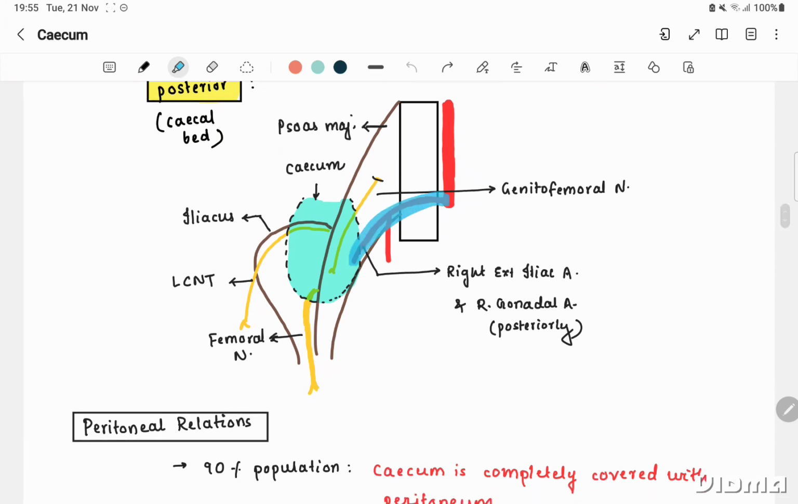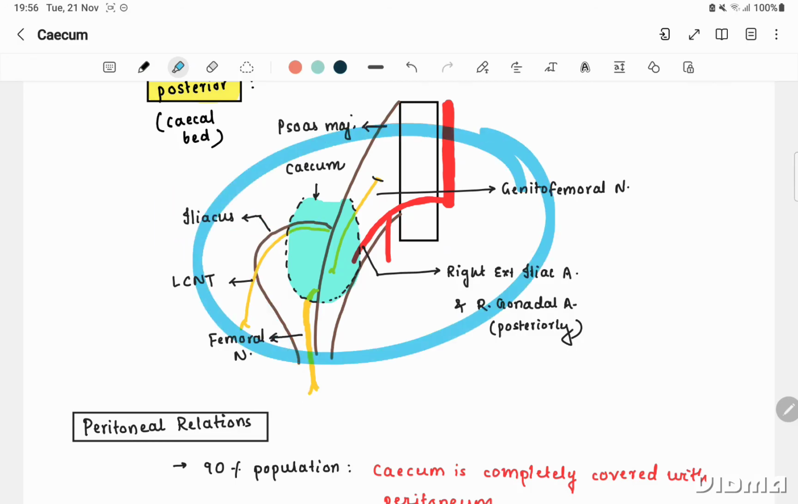We have the right external iliac artery and the right gonadal artery going posteriorly. We have this common iliac artery and this external iliac artery. The internal iliac artery is not in your cecal bed, then your cecum is there. The iliacus muscle will be present.